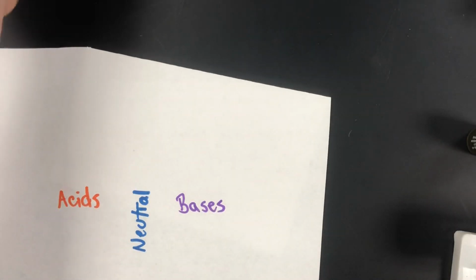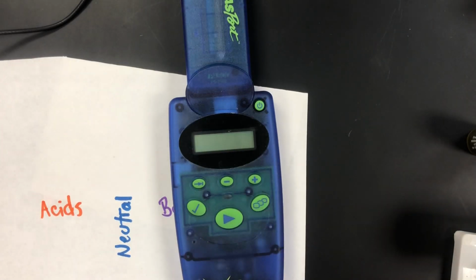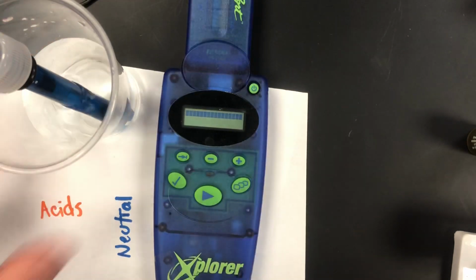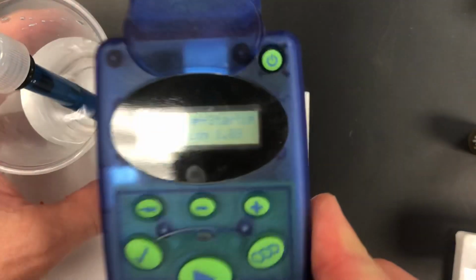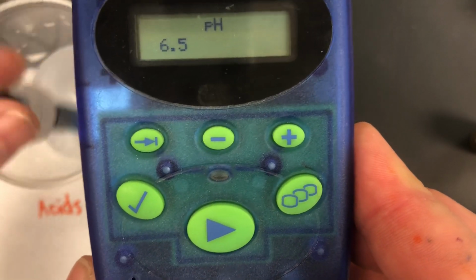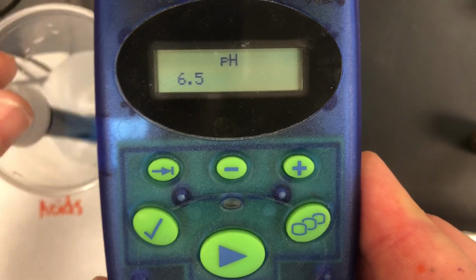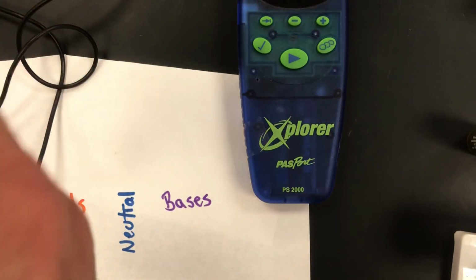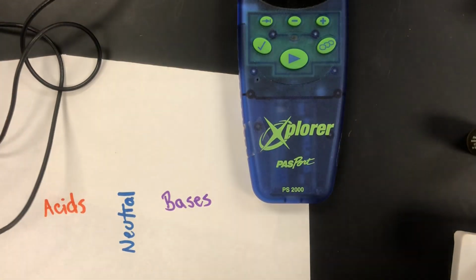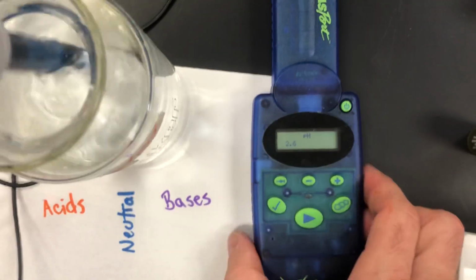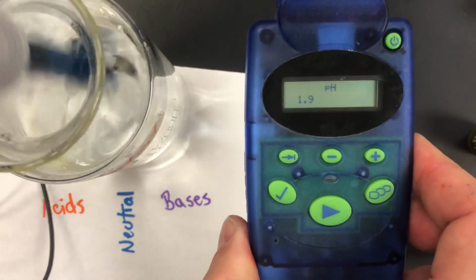So if we don't want to use indicators, we can use technology. So right now I have this probe in water. So we could expect that to be somewhere around a pH of 7. It's been off for a while. So if I let that sit there for a while, it'd climb back up to a 7. I'd have to stir it because it's just water. Now, what if I put that into the acid? So I poured some hydroxide in here, so it's not going to be super low, but it's pretty low.